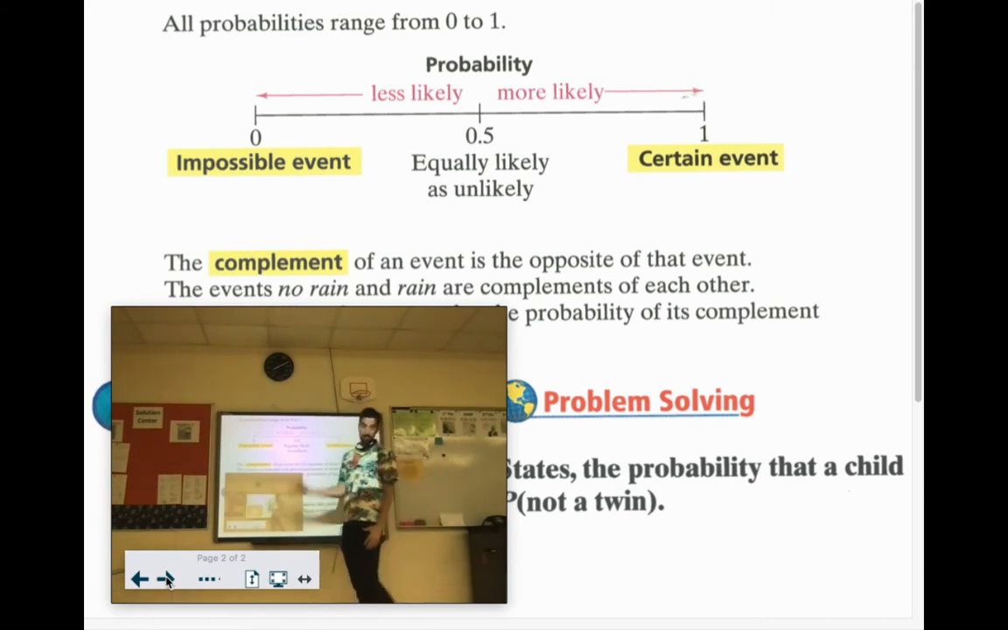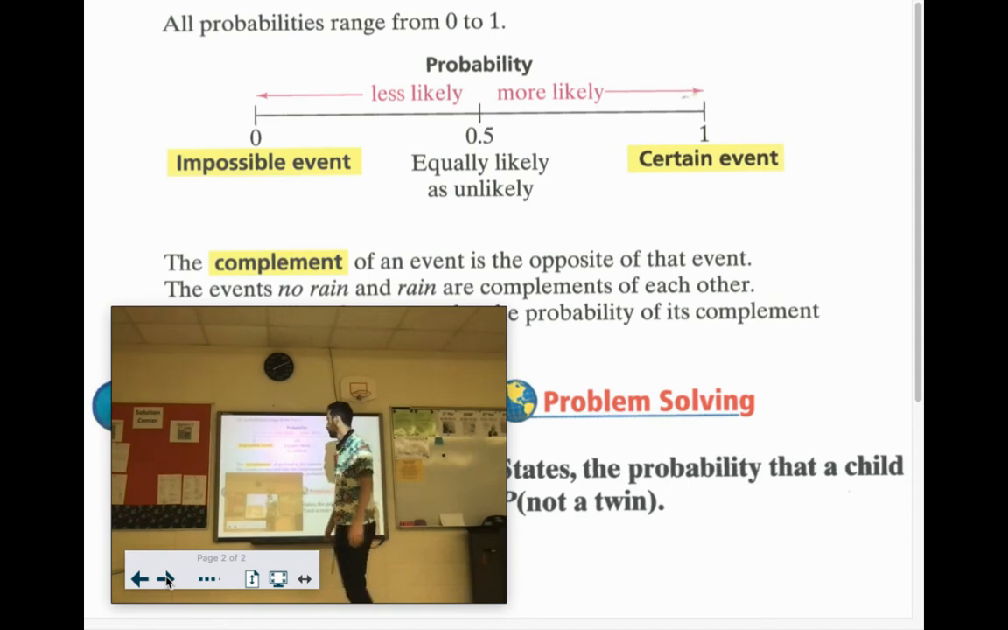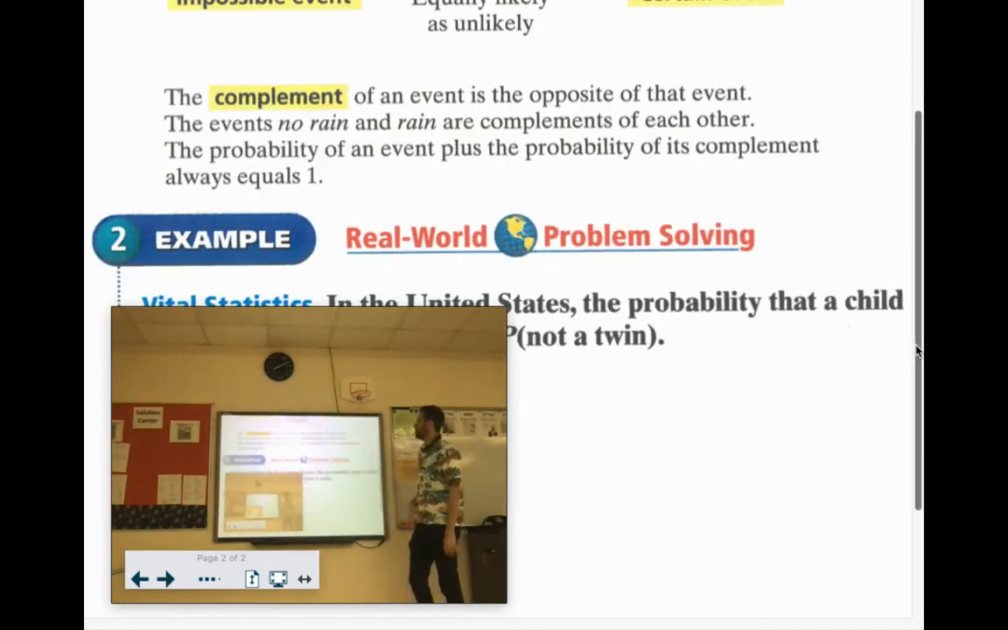And a complement of an event is like the other side. So it's what we were doing in the warm-up, like 1 minus 3/8 was 5/8. So the complement of someone in our class wearing purple shoes would be all the people not wearing purple shoes, right? So it adds up to the total collective of the whole group. So let's try some stuff out here.